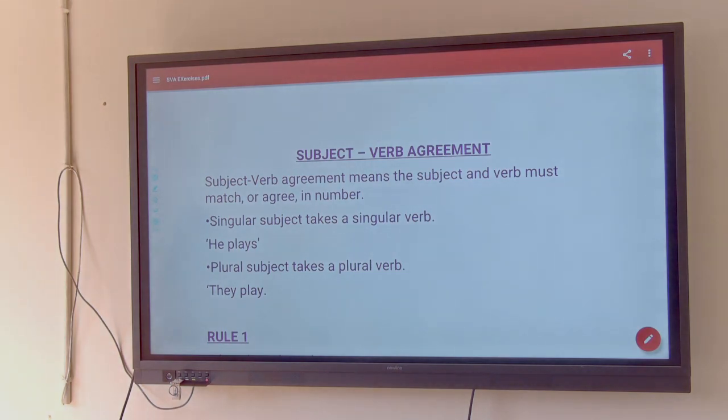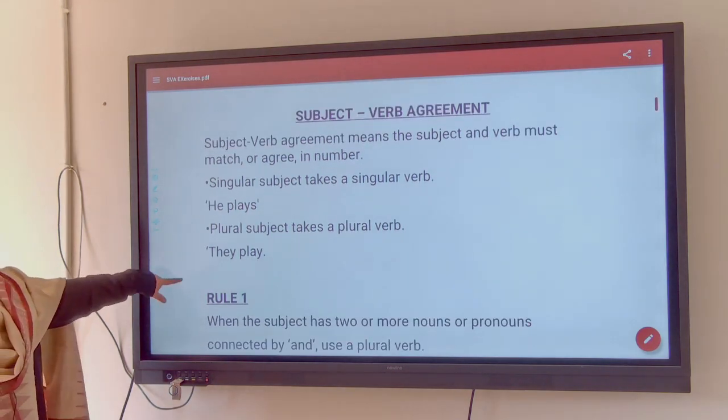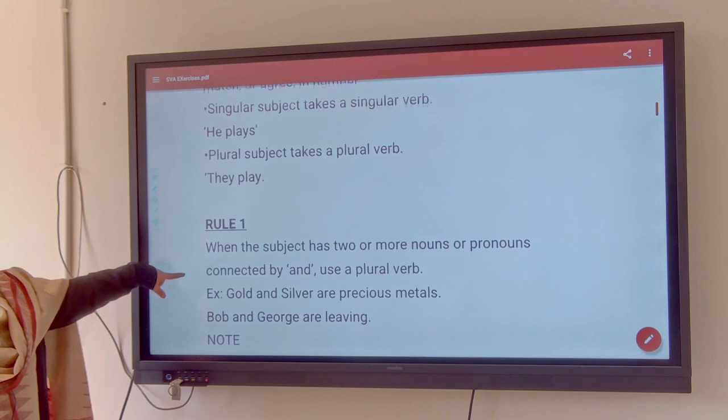With third person singular, which is he, she, and it, we will use play with an S. Only with third person singular we will use plays. Otherwise, with all the others like I, you, they, we will be using the verb play without s, which is the plural verb. Okay. A plural subject takes a plural verb, and a singular subject takes a singular verb. Now with subject-verb agreement, there are 12 rules which we need to remember.